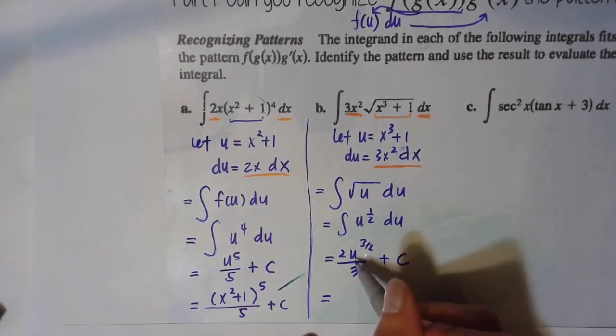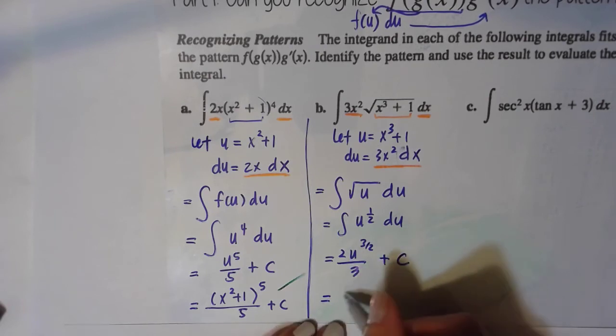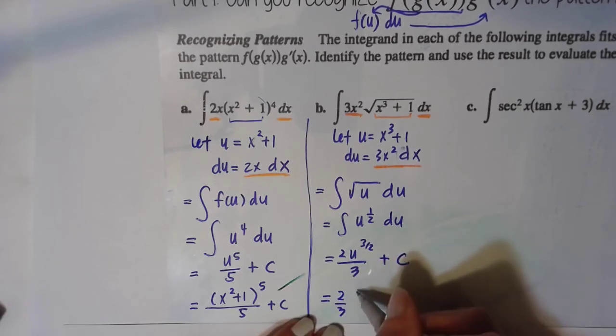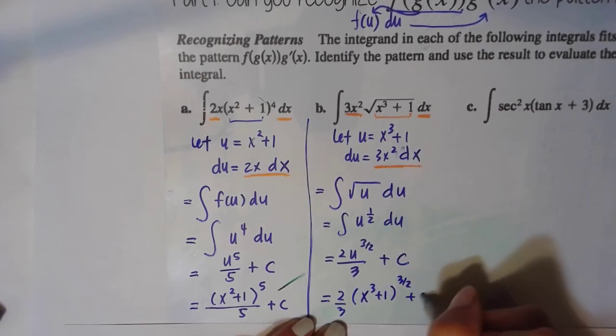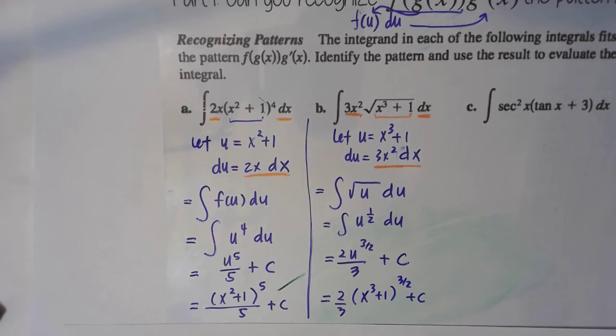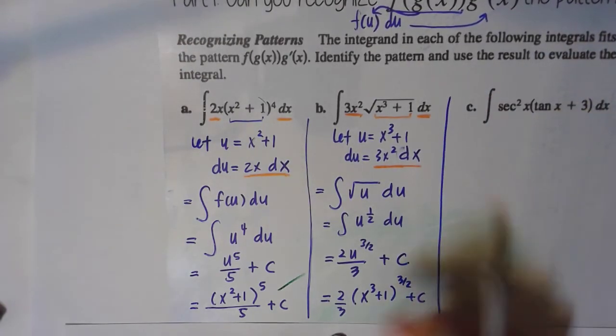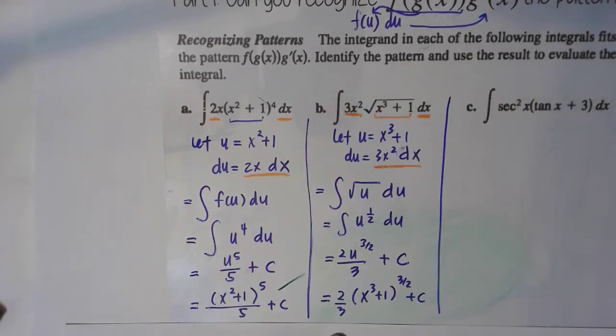Don't forget to substitute for u, and what do you get? 2 over 3 times, what's your u? Your u is x cubed plus 1, I'm sorry, to the 3 over 2, plus c. And how do you check your solution? All you have to do is take the derivative of that. Make sure you get this guy here.